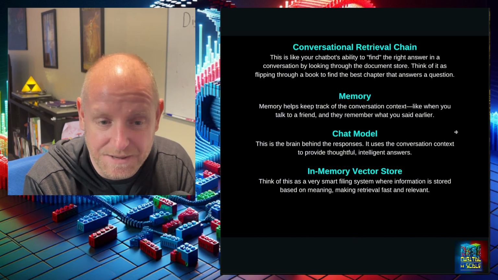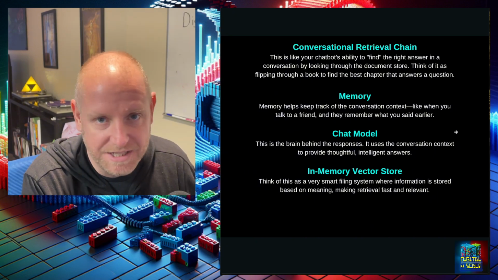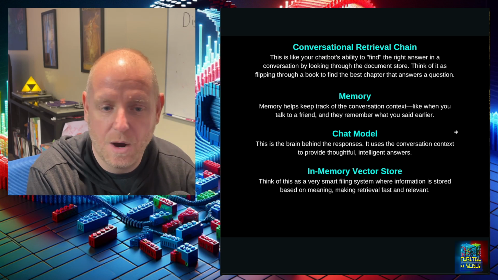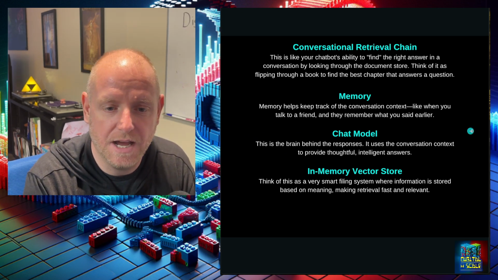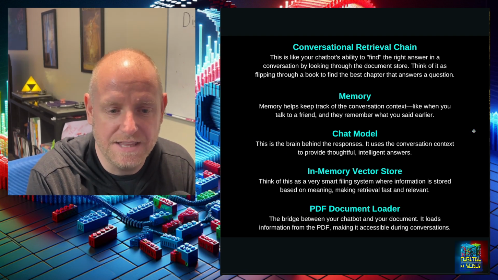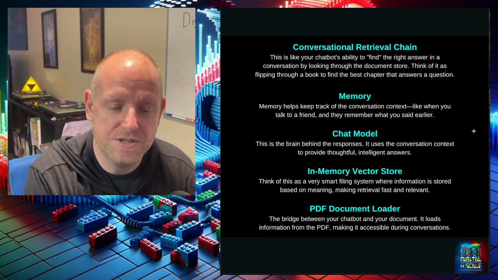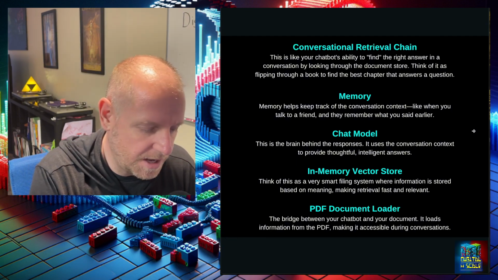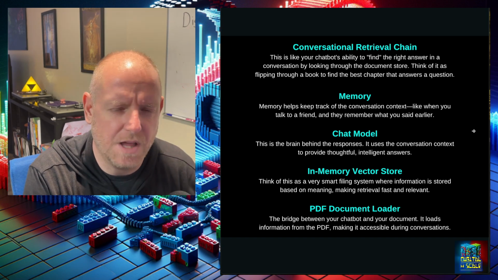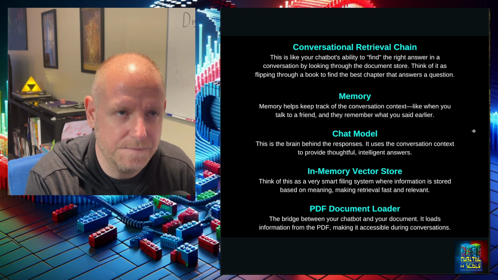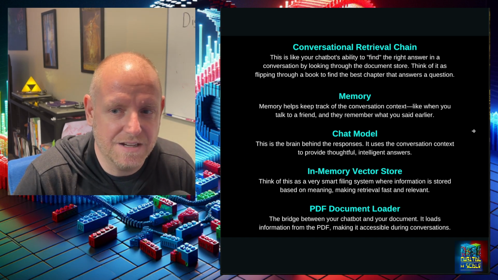And you have an in-memory vector store. This is like the Dewey Decimal System, like how files are stored and cataloged. And then you have the PDF loader, how it's getting that information in there. So these are kind of the basic blocks that you can use for a lot of different things, and that give us the ability to analyze and chat with documents.